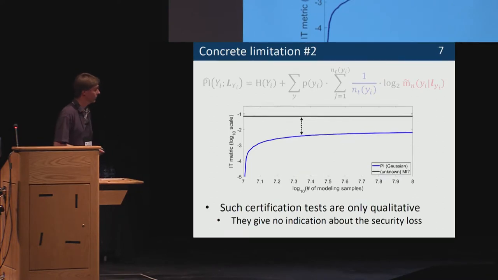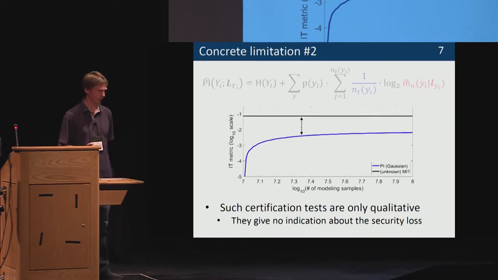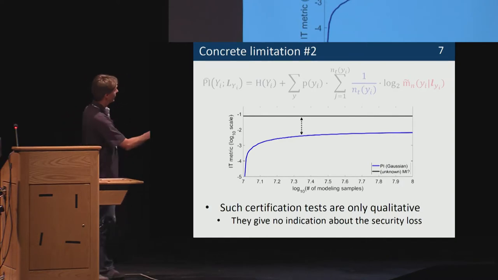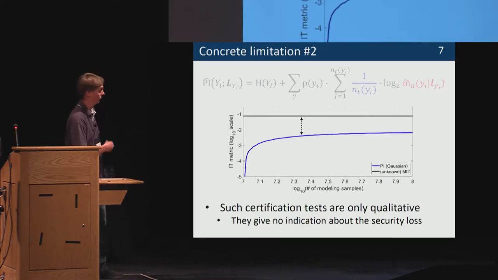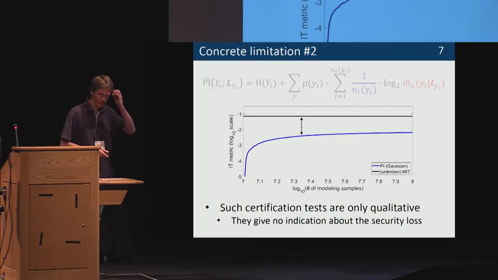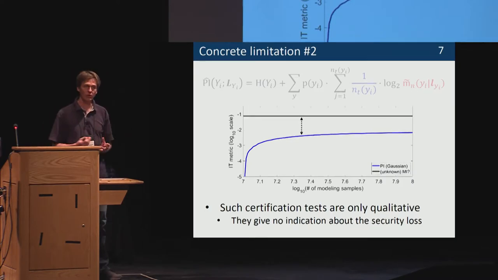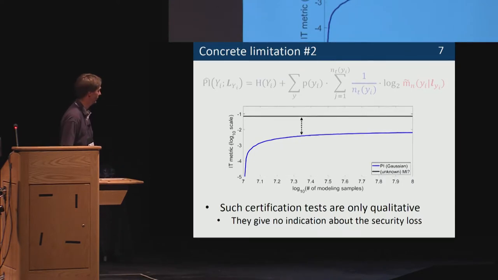So that's one thing. I would say the more important problem is that these certification tests are only qualitative, right? They tell the evaluator whether the model is good enough or not. But if the model is not good enough, we have absolutely no indication about what's the actual distance between the perceived information and the mutual information, because in general, we still don't know what the mutual information is. We don't know what the perfect leakage model is. And that's annoying because this means we have no indication about what is the security loss because of this incorrect leakage modeling.